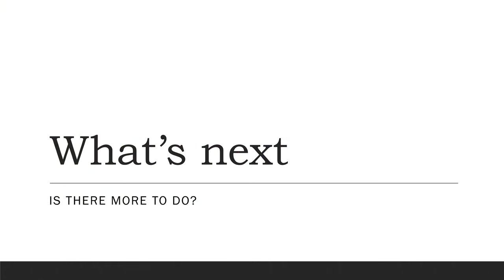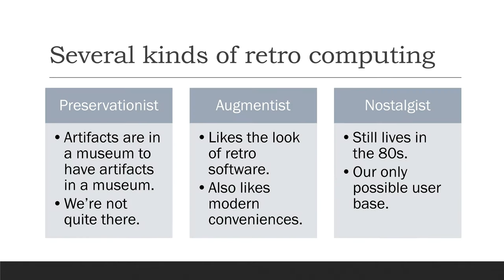So what's next? Is there more to do? Well, there's several kinds of retro computing. People that are preservationists want artifacts to put in a museum, just to see that they're preserved, and we're not there. We don't have the whole thing, so we could give them more. The augmentist likes the look of retro software, but they want the modern conveniences. They want their games to load super fast off an SD card, but they really do like the older stuff.